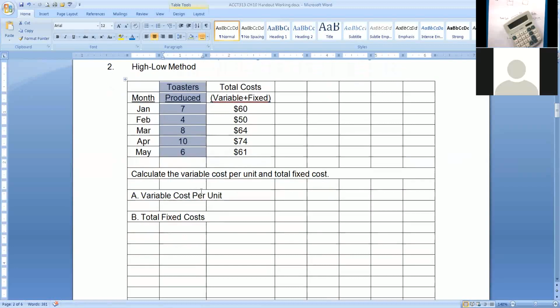Okay, let's do the same thing for 2. I think I'll shut up for a minute and see if you guys can figure it out.